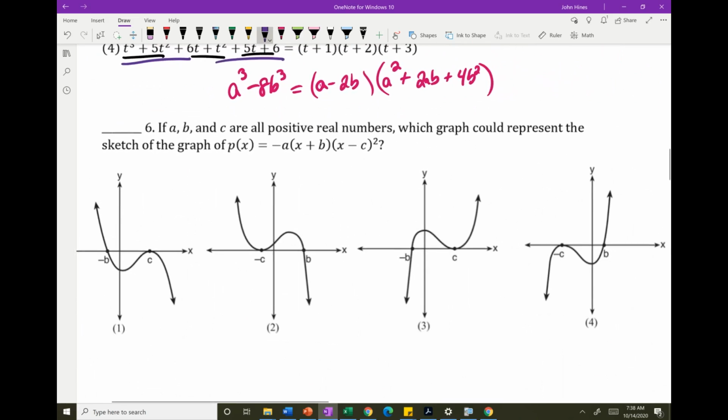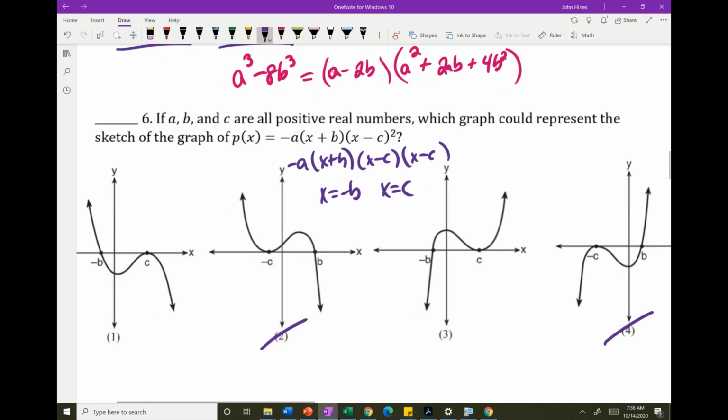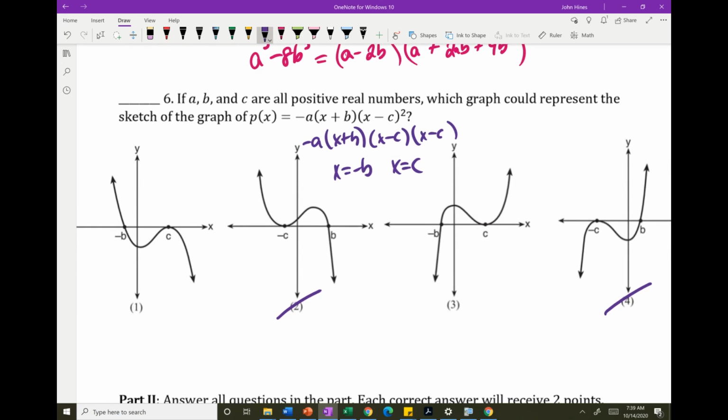If a, b, c are real numbers, well, guess what? You can plug numbers in then and look at your calculator. What could be the graph of negative a, x plus b, and then I have x minus c squared, so I have 2 of those. So my zeros are at x equals negative b and x equals positive c. So negative b and positive c are my zeros. And then the only difference between these 2 graphs here is the end behavior. Well, I have 3 factors, so it's an odd degree with a negative number out front.